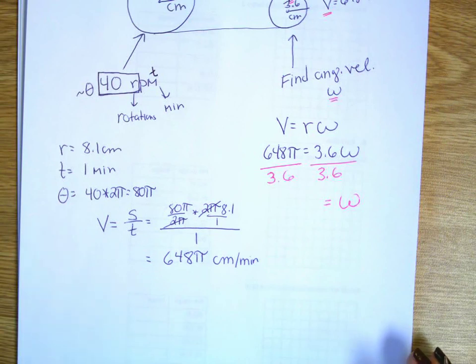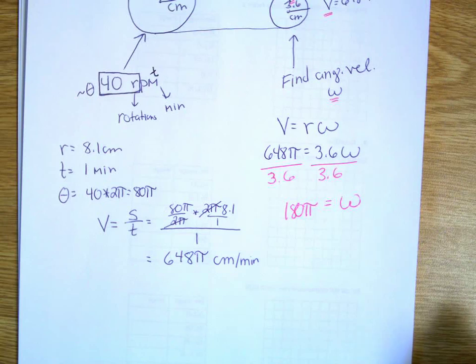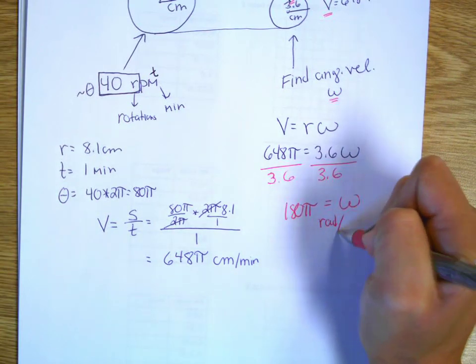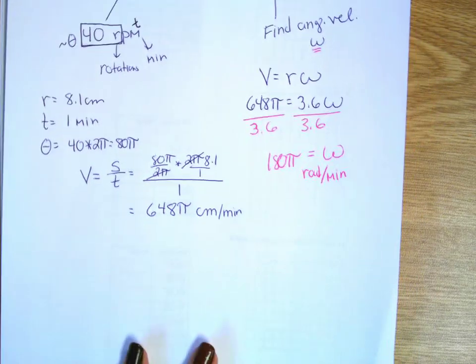And a label. Anybody? 180 pi. And a label. So this is angular velocity. Radians per minute.